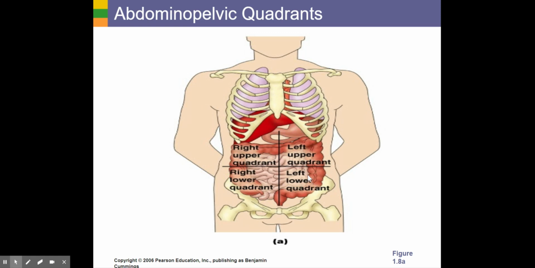Okay. All right. The last portion here is the lower left quadrant. Again, lower left quadrant, we've got descending colon or the descending portion of the large intestine, and then just some small intestine over here. So really the major ones are your upper quadrants, because there's some really important organs in there, and then obviously the appendix down here in your lower right quadrant. Okay.